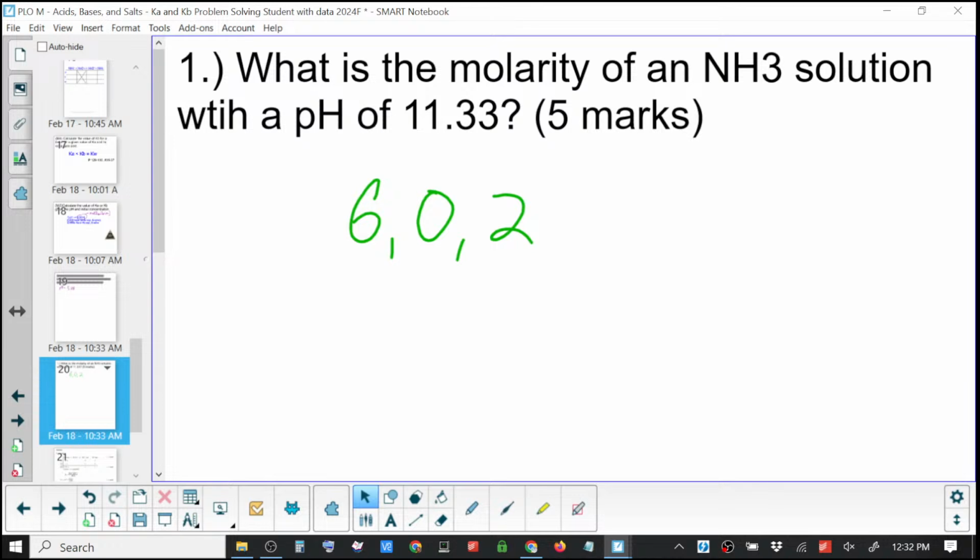11.33 is what? pH is not a concentration, so you have to turn it into a concentration. And that is the concentration of what? When you did 10 to the minus 11.33, you calculated the concentration of H plus. You're missing something. What did everybody else get?